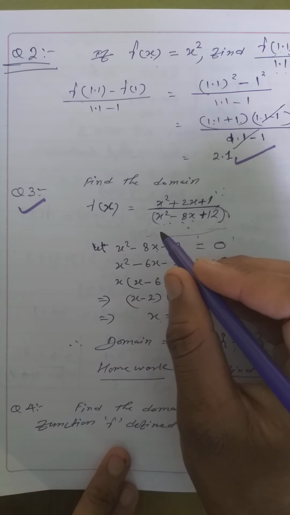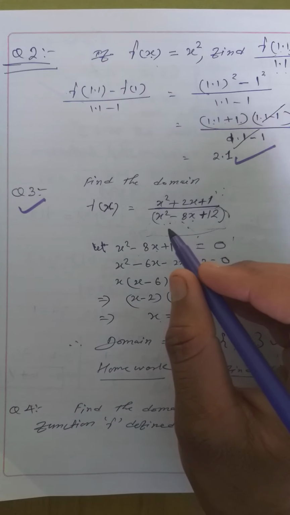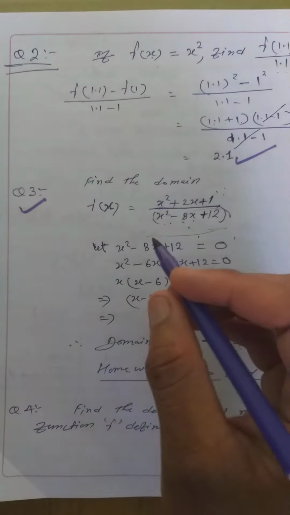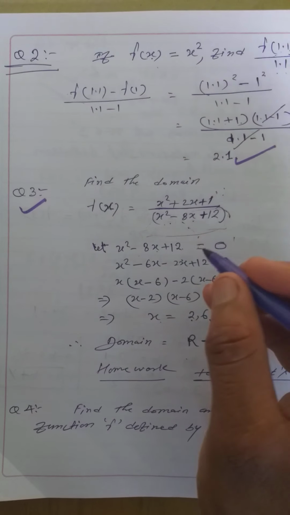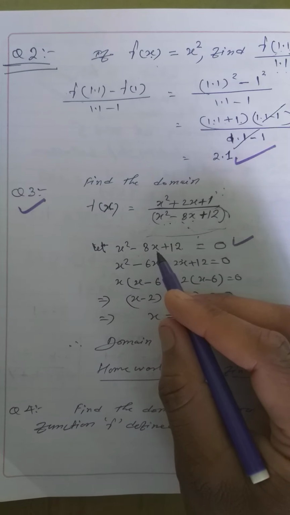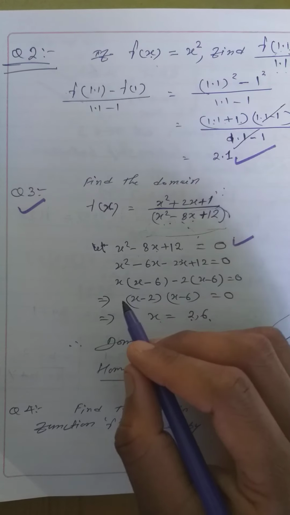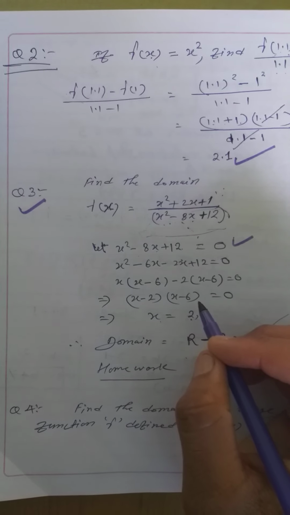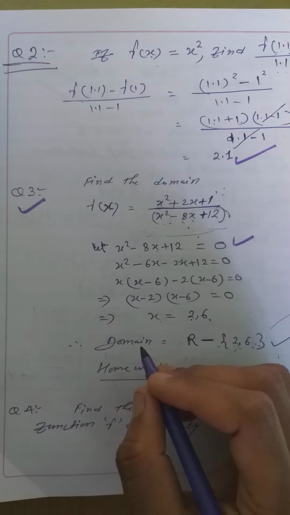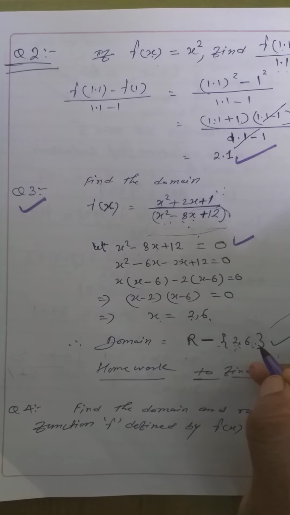Okay, at first I will find out its domain. To find its domain, I will put its denominator equal to 0, x square minus 8x plus 12 equal to 0. You will factorize it, you will get (x minus 2)(x minus 6) equal to 0, x equal to 2, 6. Therefore, domain will be all real numbers excluding 2 and 6.